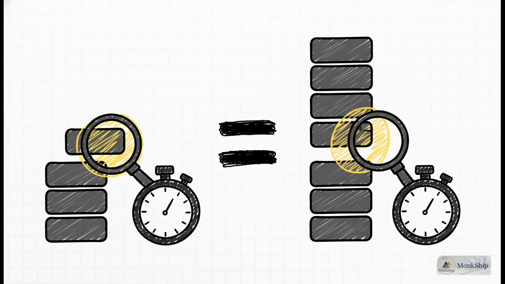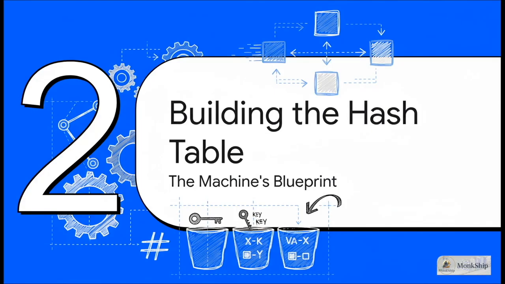Now, the ultimate goal here, the holy grail, is what we call constant time, or if you want to sound like a programmer, O of 1. And what that means is that the time it takes to find one contact should be the exact same whether you have 10 contacts or 10 million. The size of your list just doesn't matter. Wild, right? That's the goal. So how on earth do we actually build something that can achieve that kind of performance?